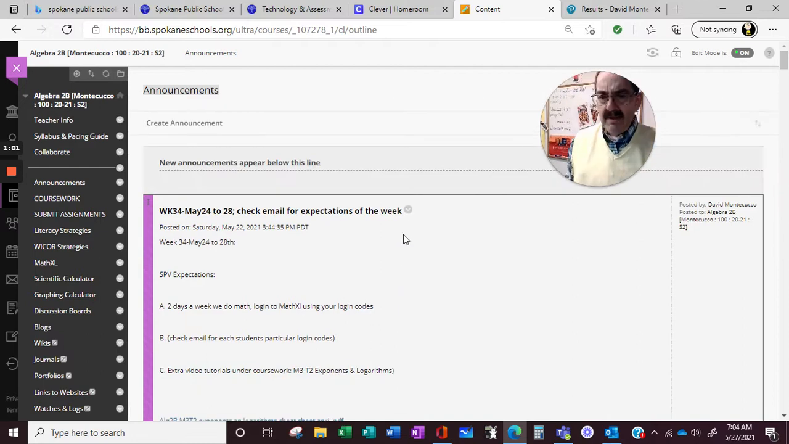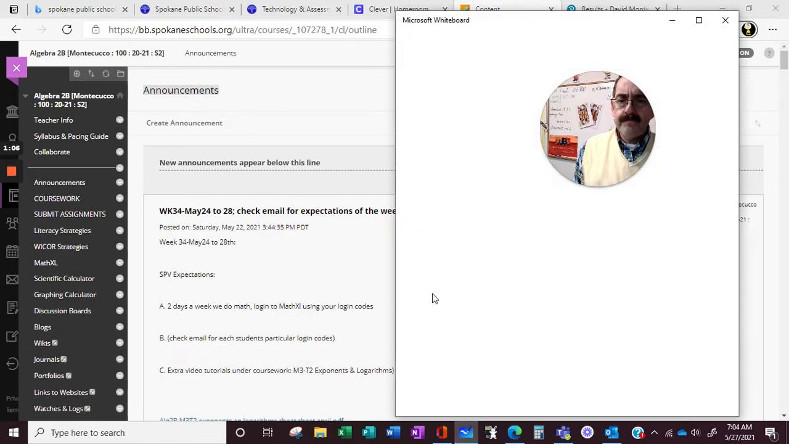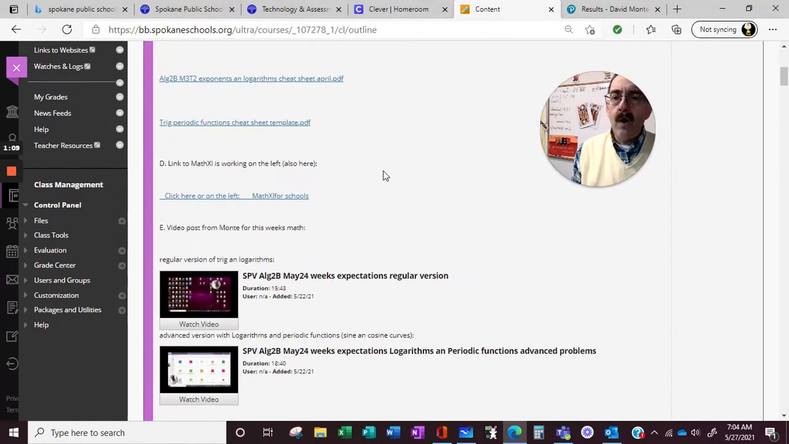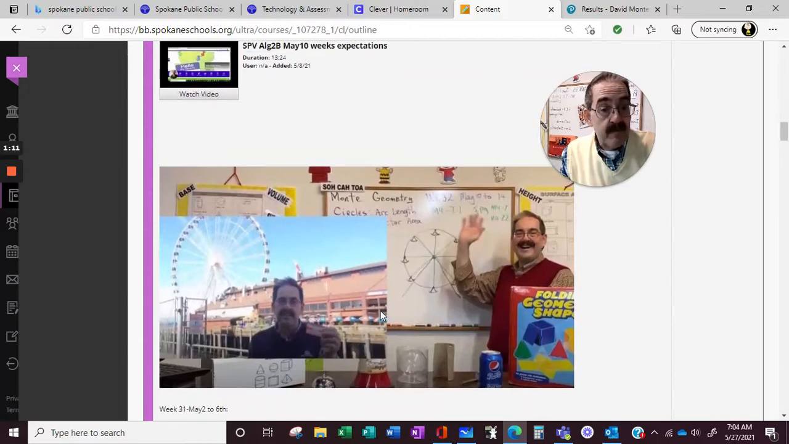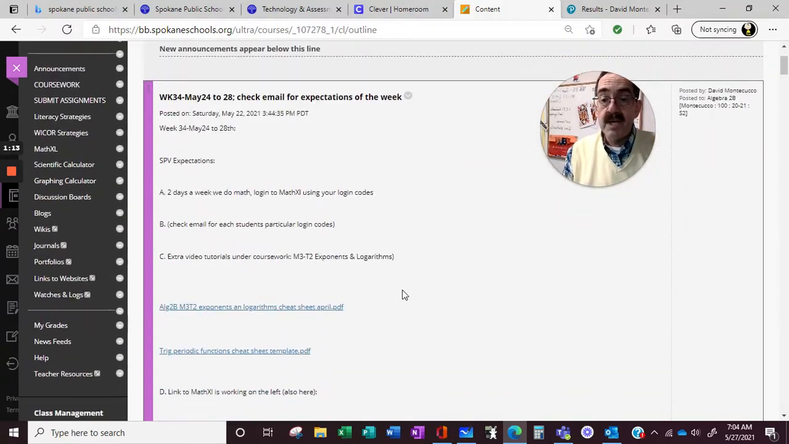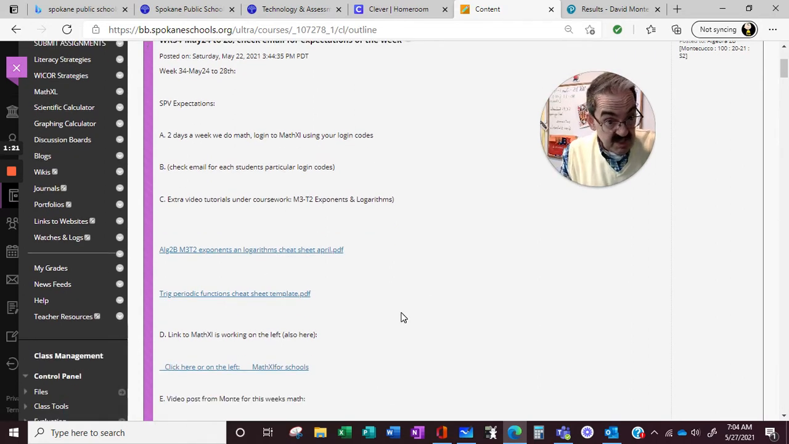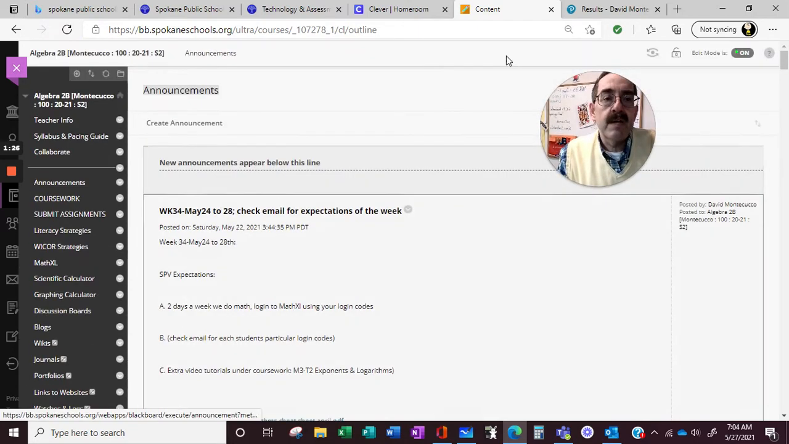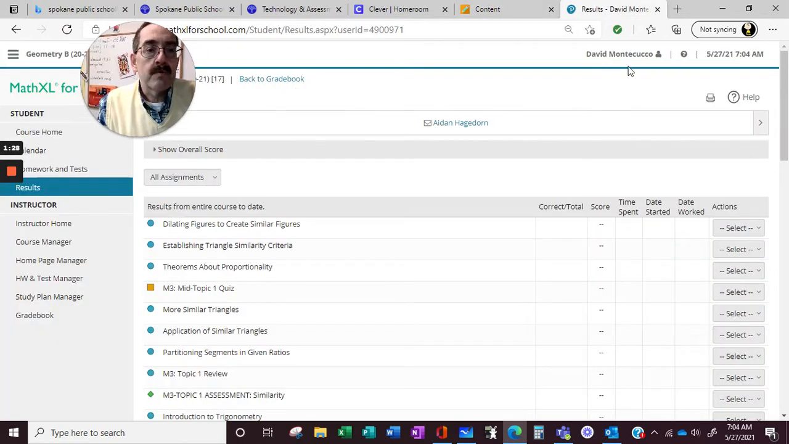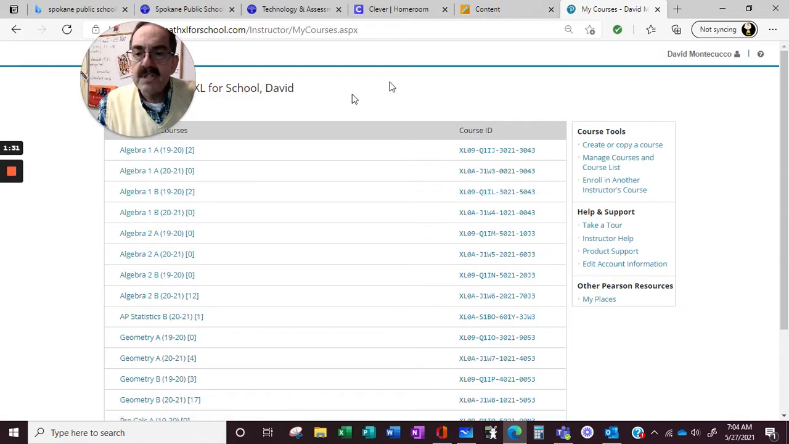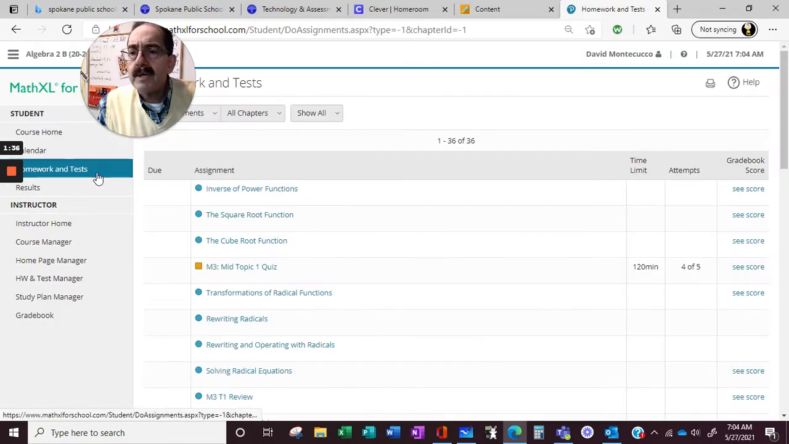Alright, so when we're in Algebra 2 here, we are going to see that all of the videos are just posted, one right after another in the announcements. Now, depending on where you're at, we've got the logarithm and exponent cheat sheet. We have the periodic function cheat sheet because we got kids kind of all over the place. Alright, we're going to click on Math XL. We're going to go to Courses, Algebra 2B, Homework and Tests.